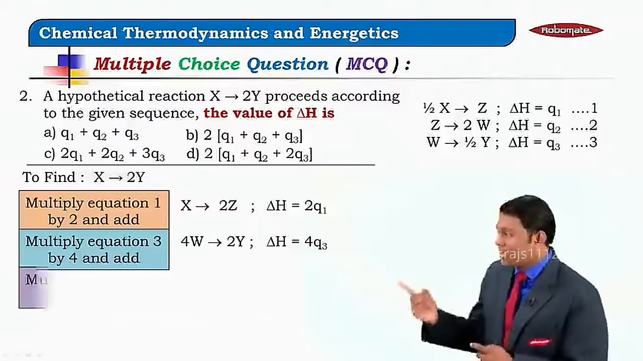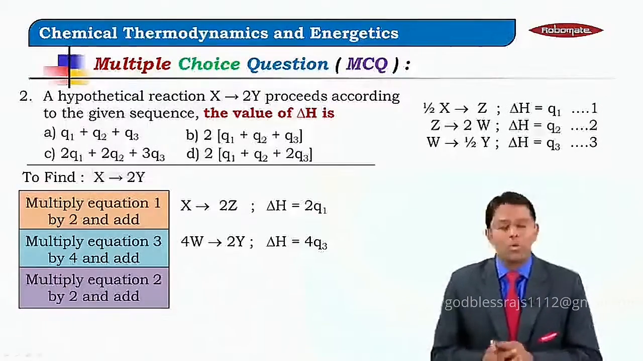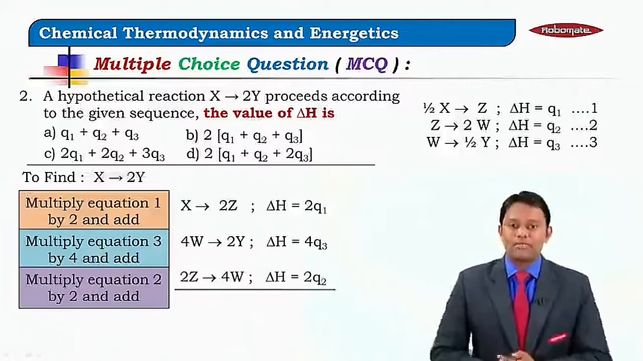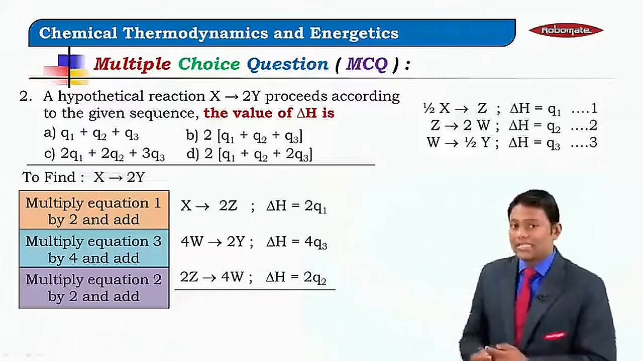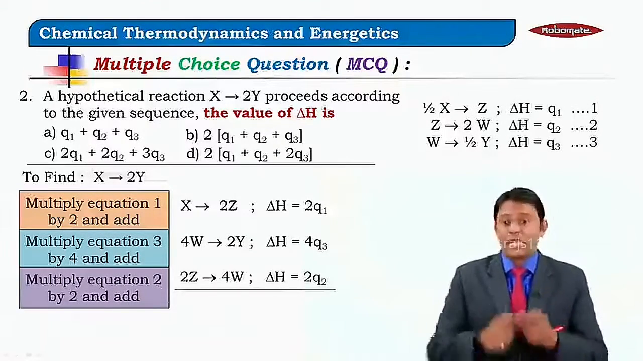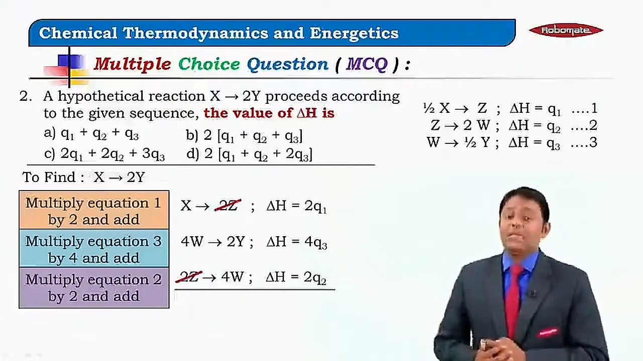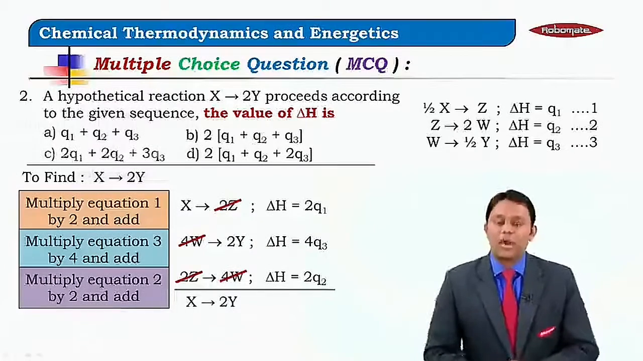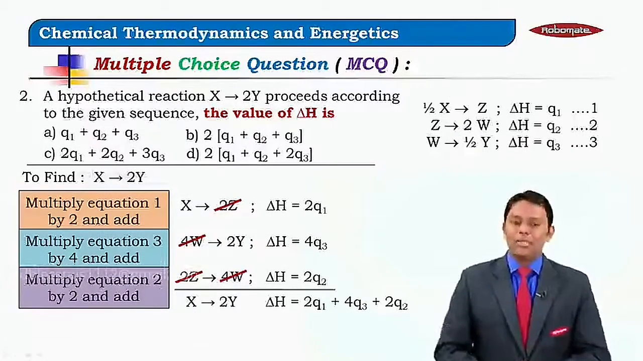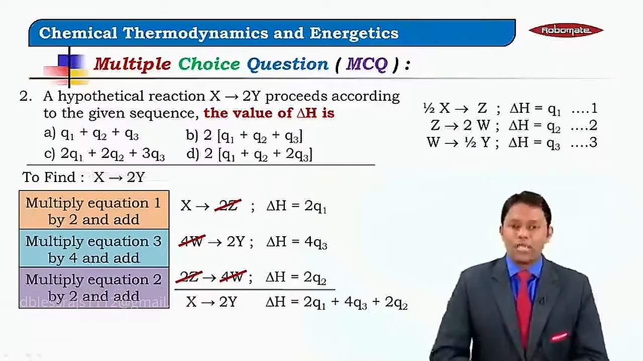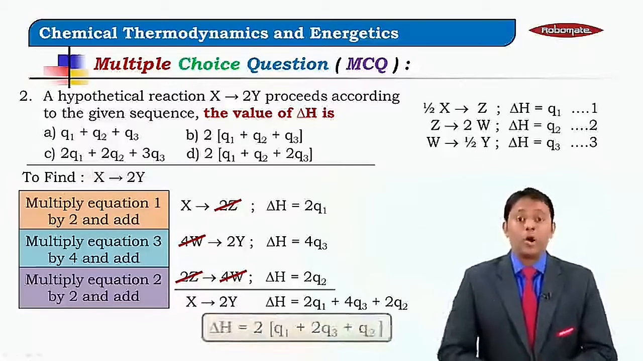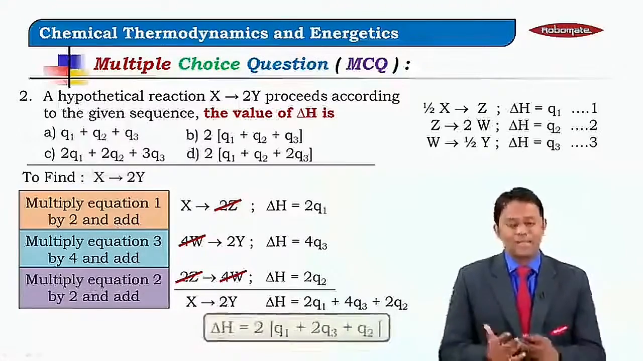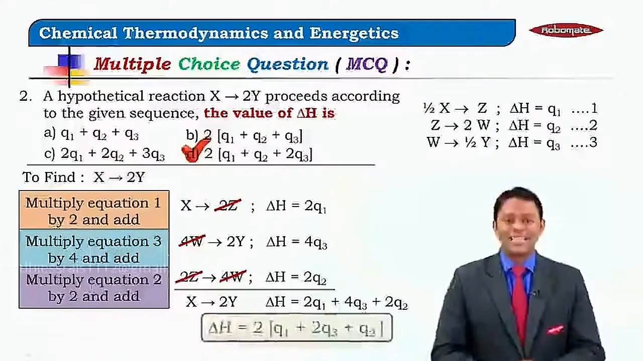So we have to multiply equation number 2 by 2 and we get 2Z giving you 4W, and the delta H value is also getting doubled. If you see carefully, can I say 2Z is present on either side of the arrow, which is getting cancelled. Even 4W is present on either side of the arrow, which is getting cancelled. We got the required equation, and if you simply add the equations, that is 2Q1 plus 4Q3 plus 2Q2, if you remove 2 common, we get the answer as Q1 plus Q2 plus 2Q3, matching option D. Thank you guys.